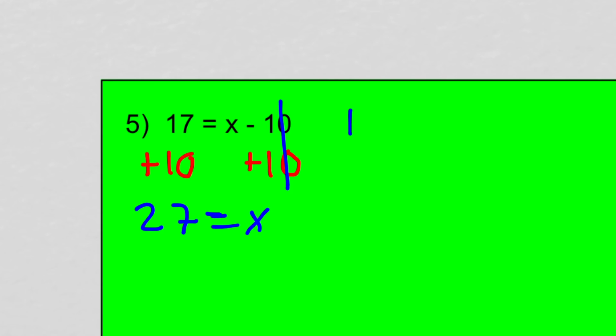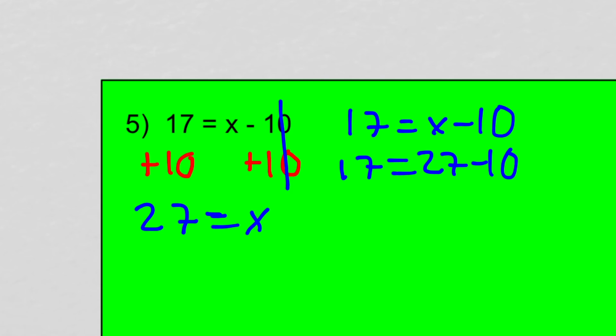Let's check the answer. I'll write down the equation, and I'll replace the x with my answer. In this case, I said x is 27. And if it works out, both sides of the equal sign should be the same. And they are. So I know x is 27.